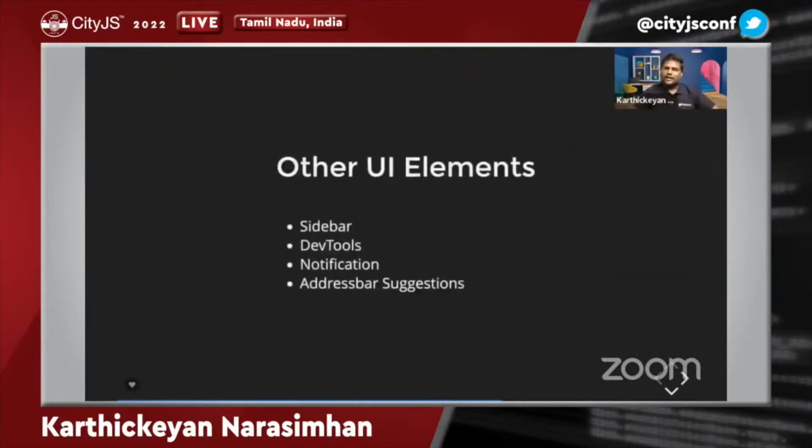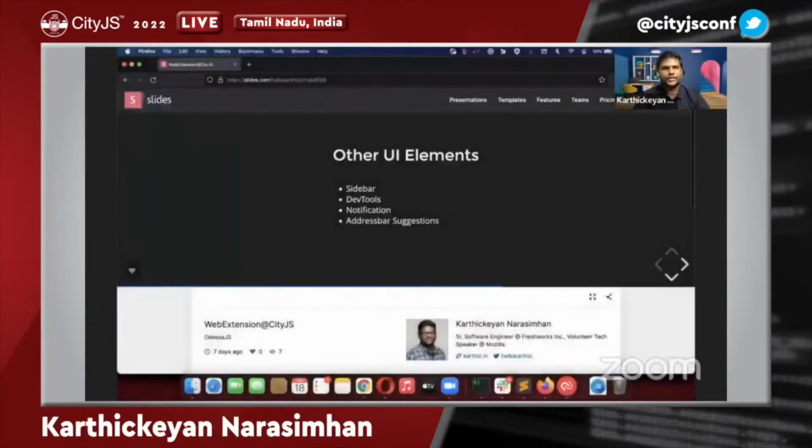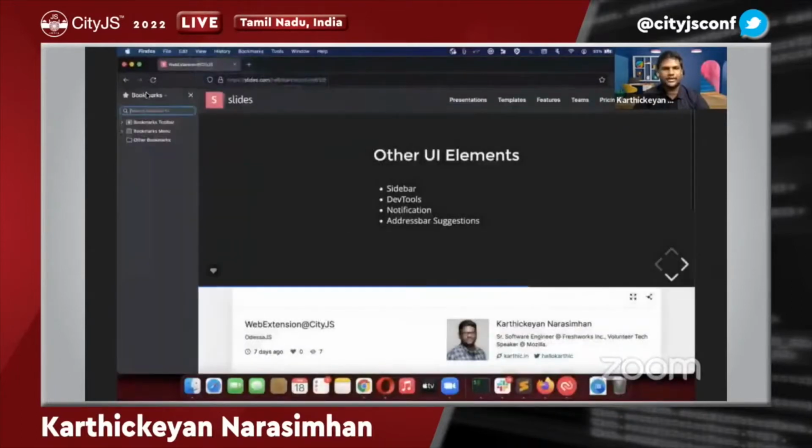And we also have other UI elements. For example, we have the sidebar. The sidebar is very specific to Firefox. You don't have this in other browsers, so this API will work only on Firefox. The sidebar is basically what you get when you go to View, Sidebar. Let me show you. When you click on this view sidebar, you can see a sidebar here.